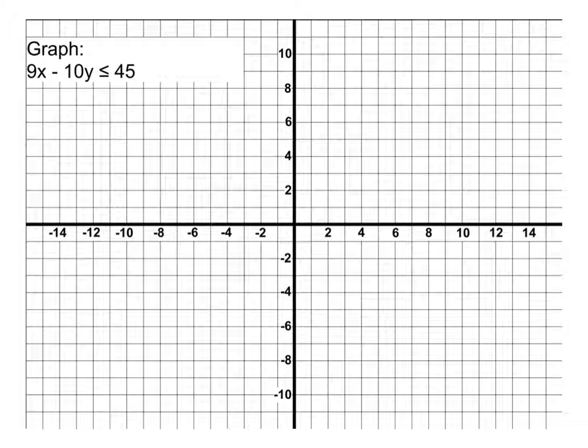Alright, and so for our third and final graph that we're going to be doing today, we're going to be graphing this inequality. Now, what's the inequality change compared to the equation? Well, basically nothing until the very end. And so, we're still going to start it the same way that we started the previous ones. That is, you're going to find the x-intercept, you're going to find the y-intercept. So, start by doing so, please.